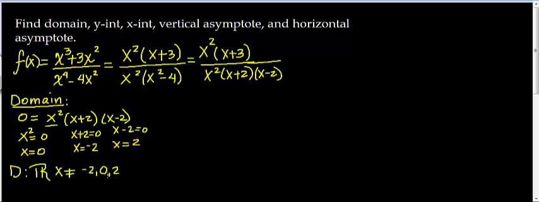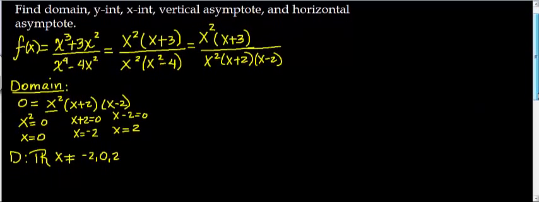Why can't they be part of the domain? Because when I plug these values into my original function or into my factored function, I get a 0 in the denominator, which makes my function undefined. So these three values for x are not valid values for my function. Okay, so let's keep an eye out for these. I did my domain. Now let's go ahead and do y-intercept.